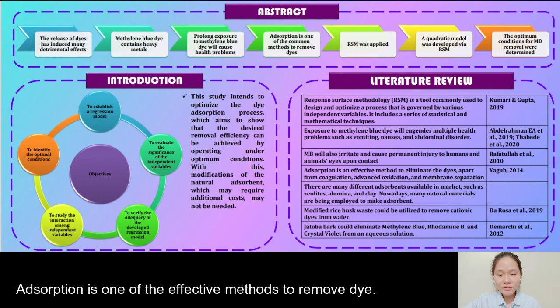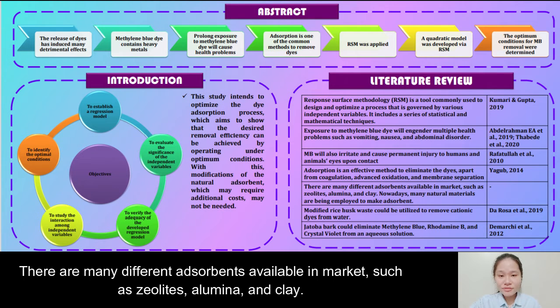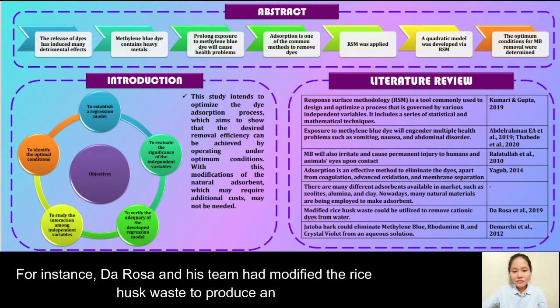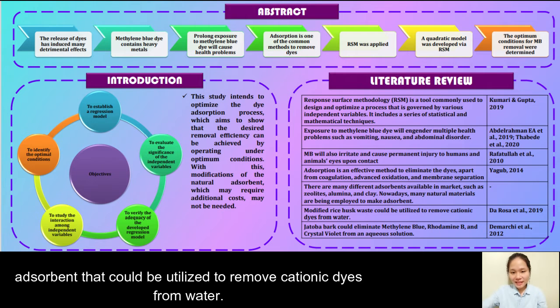Adsorption is one of the effective methods to remove dyes. There are many different adsorbents available in markets such as zeolites, alumina, and clay. Nowadays, many natural materials are being employed to produce adsorbent. For instance, Rosa and his team have modified the rice husk waste to produce an adsorbent that could be utilized to remove cationic dyes from water.